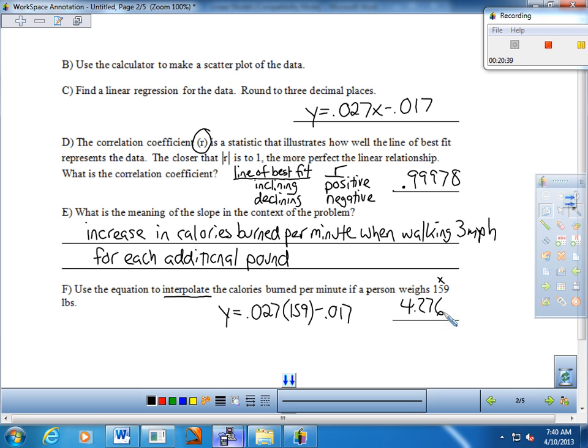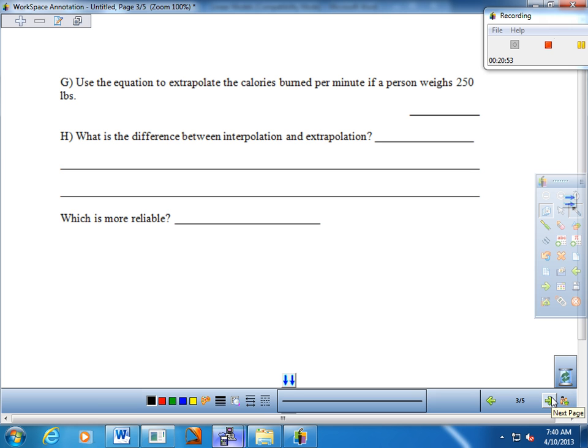And if you look at the data set from above, I'm not going to do that at this stage, but if you look at that, that should probably fit in pretty well. So about 4.276. Okay, just a nice prediction, something that was not in the data set, but once we have the model, we can be pretty confident about it. All right, letter G. Use the equation to extrapolate. So underline extrapolate for me. The calories burned per minute if a person weighs 250 pounds.